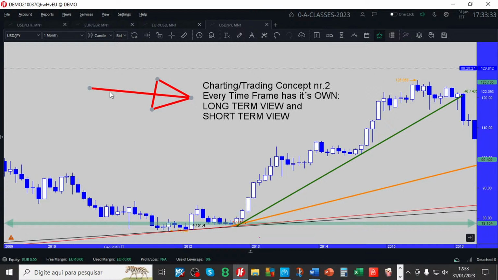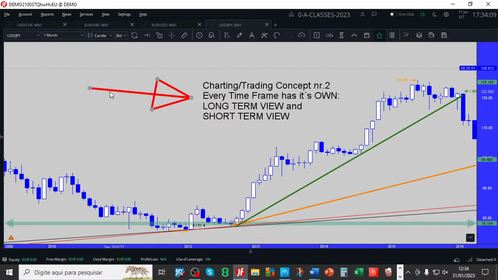Every time frame has its own long-term view and short-term view. Meaning you can buy or sell something long-term, or you can buy or sell something short-term on the 15-minute chart too. This is how traders communicate. Make sense, everybody? I thought that long-term is just the monthly. No, it's not.